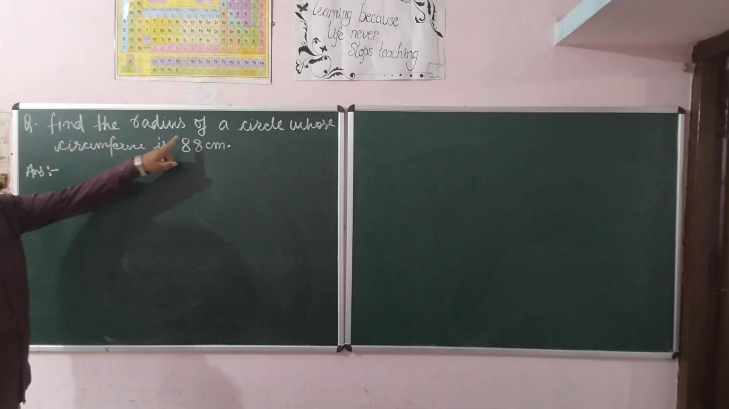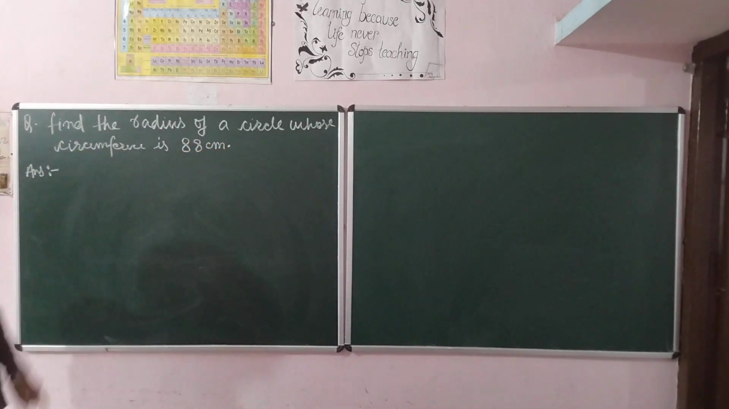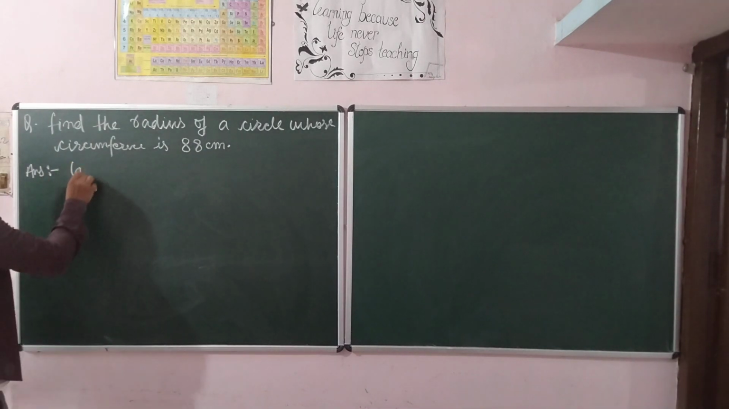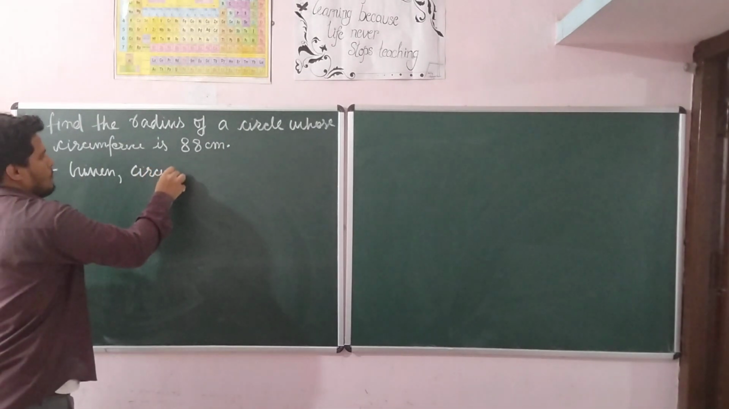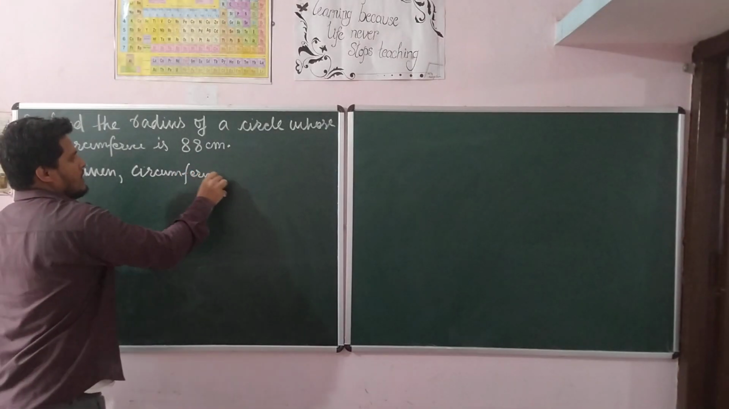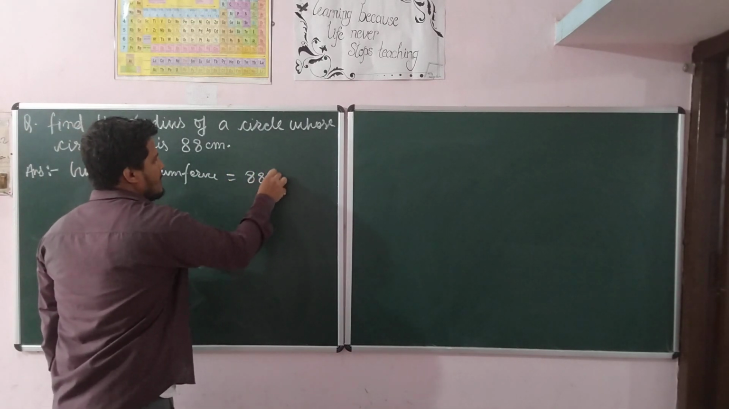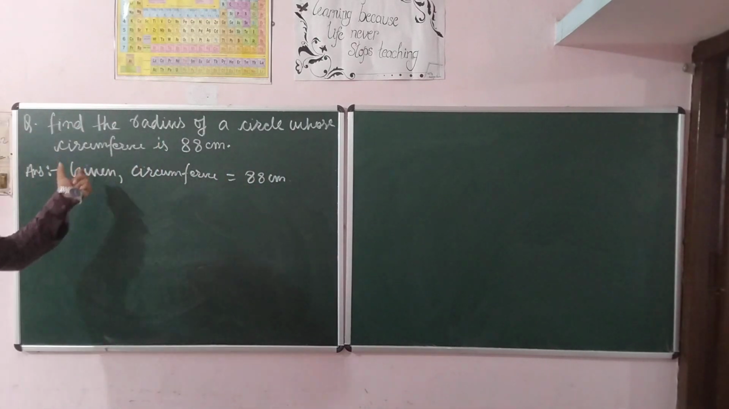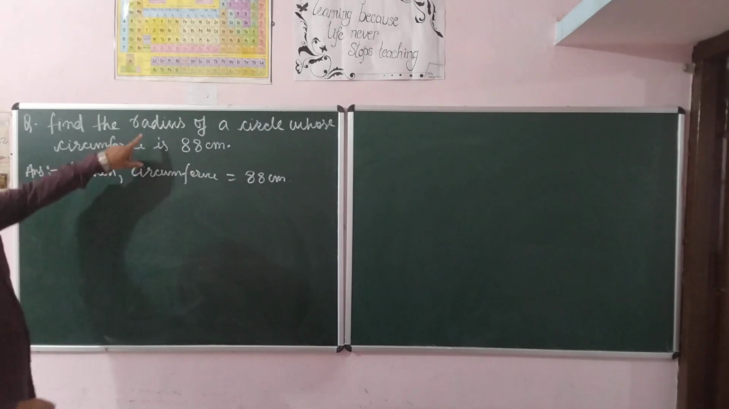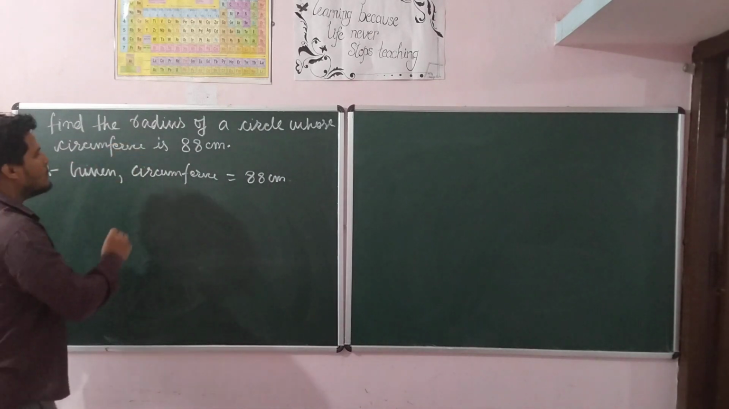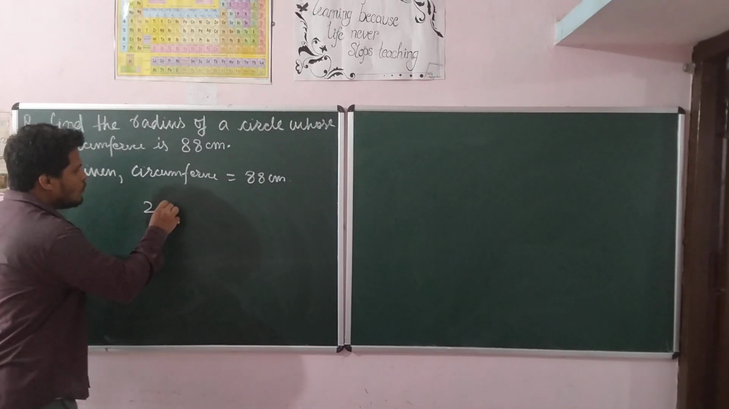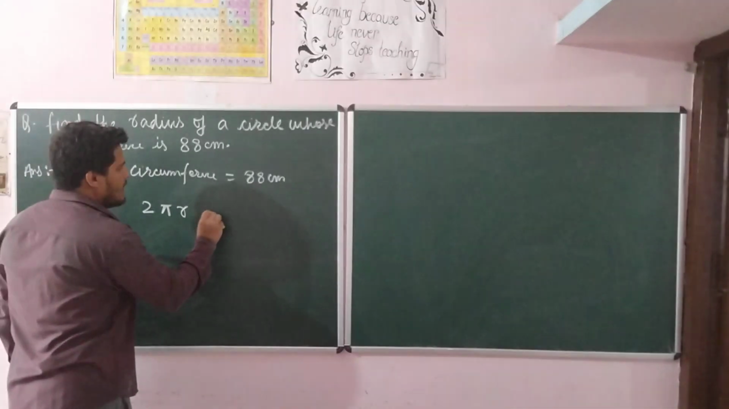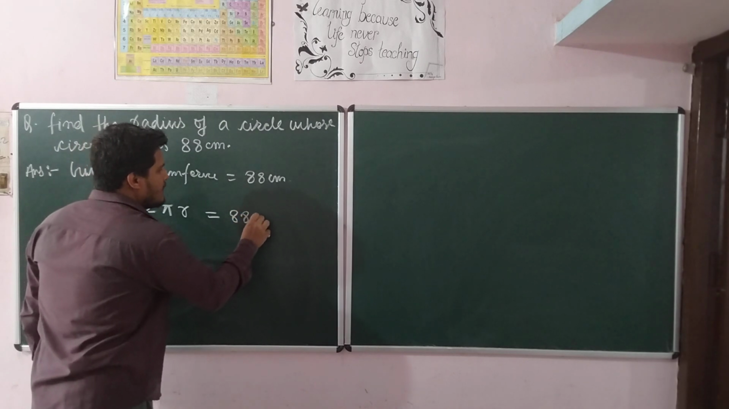Now find the radius of a circle whose circumference is 88 centimeter. Okay. Now first of all, we have to write the given. What is given? Circumference, that is 88 centimeter. Now what is the expression for finding circumference? Here we have to find the value of radius. So we use the expression for finding circumference with the help of radius. So that is 2 pi r, that is equal to 88 centimeter.